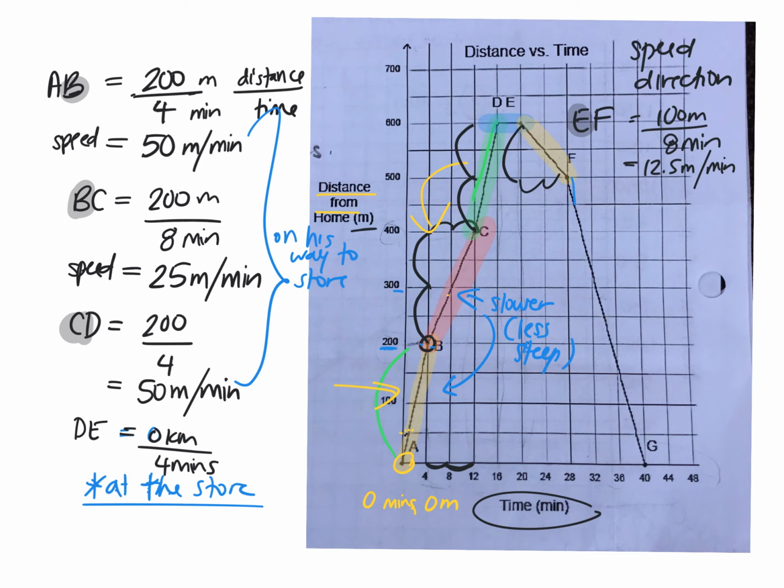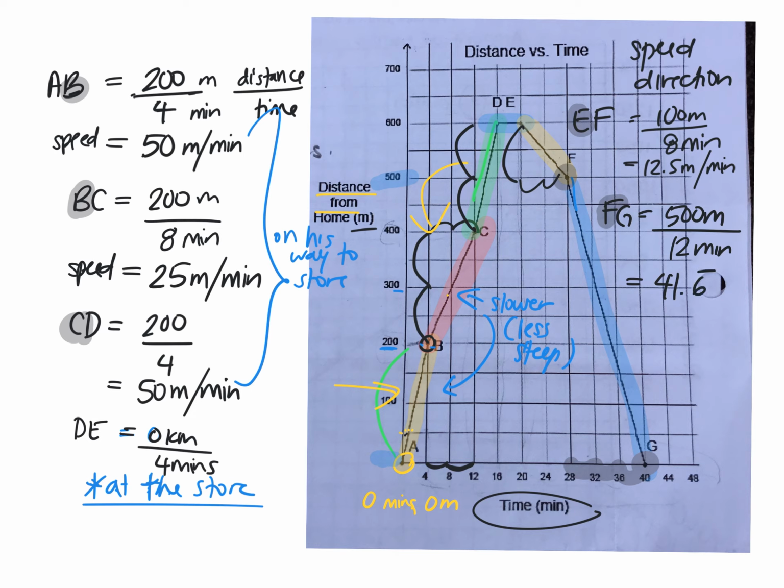He went back home from 500, yep, to 0 in 8 minutes? Are you sure? Oh, wait. It's from here to here. 12. Good, 12 minutes. So from F to G, he traveled 500 meters in, what did we say, 12 minutes? What was his speed? 41.6 repeating. Yes.